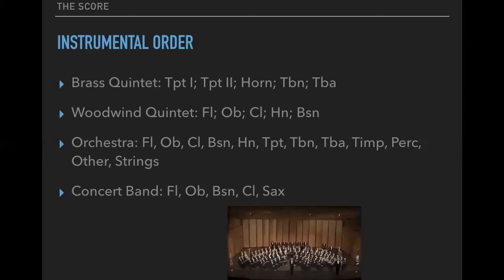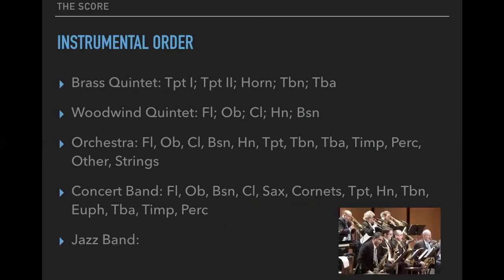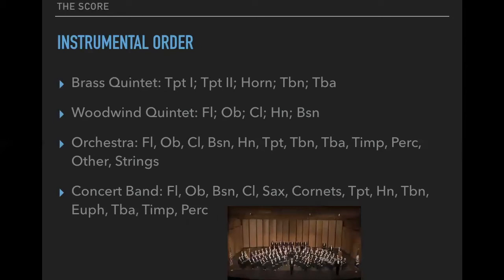So we start with the woodwinds: flute, oboe, bassoon, clarinet, saxophone. Then we have the brass: cornets, trumpet, horn, trombone, euphonium, tuba, percussion, and I didn't list it there, but sometimes you also have the double bass, which will double with the tuba. Now, what's curious about the concert band?